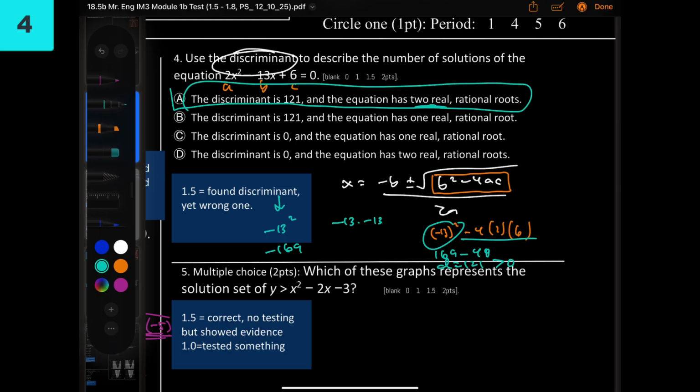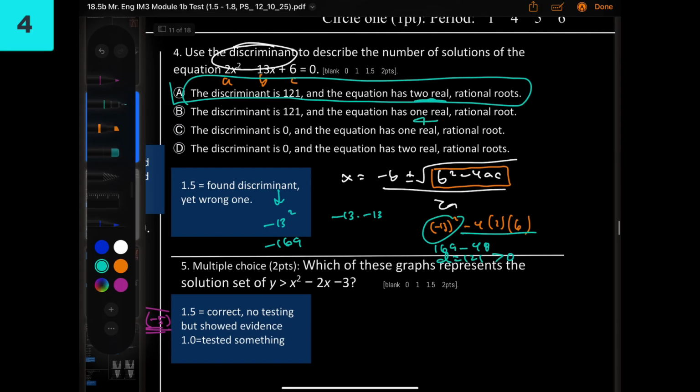If you marked, it was showing us the work, found the discriminant, you picked the wrong one, maybe it's B. It would have been 1 if the discriminant was equal to 0.